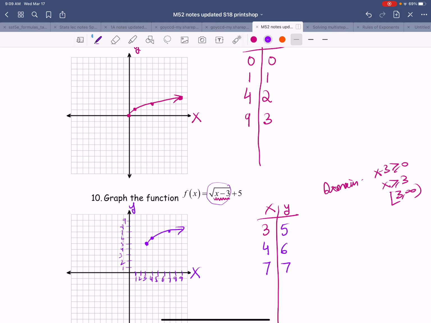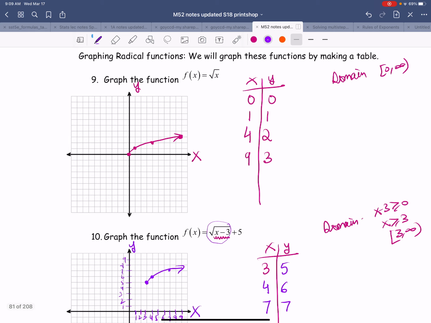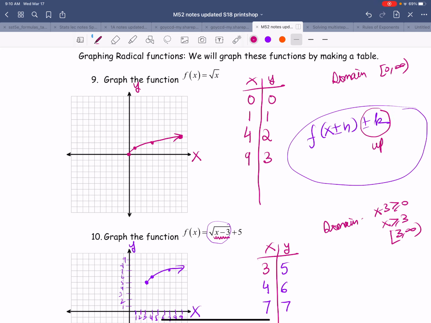You can also think about shifting transformations on the graph. This is something new, and you'll discuss a lot more of it in college algebra. So f of x plus or minus h, plus or minus k. Think about your basic parent graph. The parent graph is the square root of x. This k moves it up or down. If it's plus k, it moves up; if it's minus k, it will move k units down. And this h moves it left or right. If it's plus h, it will move to the left. If it's minus h, it will move to the right.